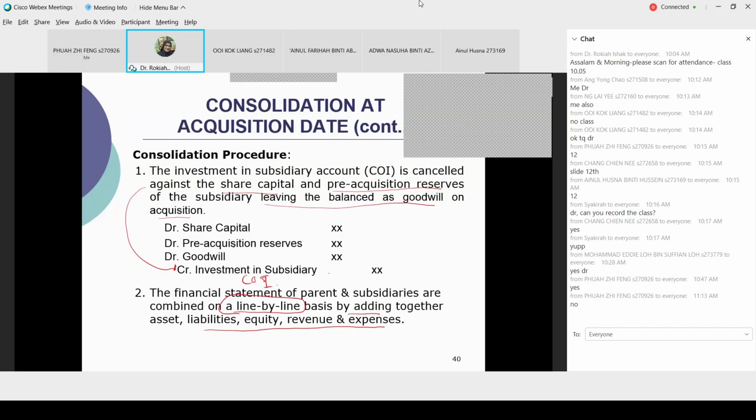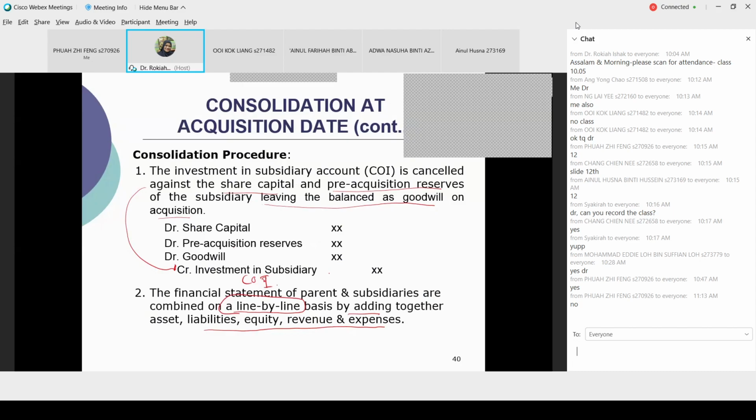To summarize, the things that you need to know here regarding the parent and subsidiary relationship: either you're going to have wholly owned or partially owned. Partially owned means that you're going to have a portion of NCI. And then the other thing, once you have control, meaning when you have more than 50% control over the subsidiary, we need to prepare a consolidated financial statement.